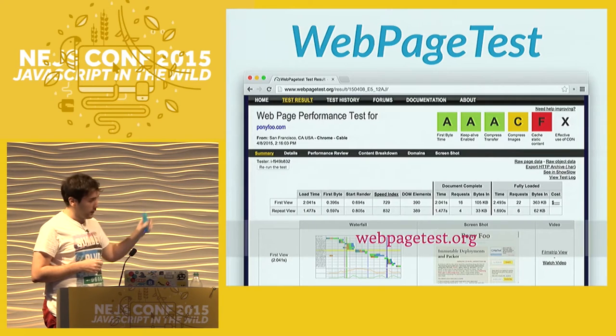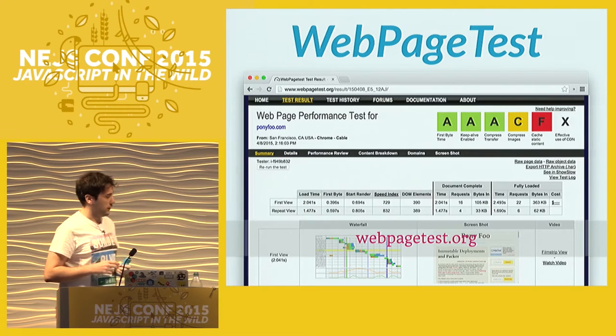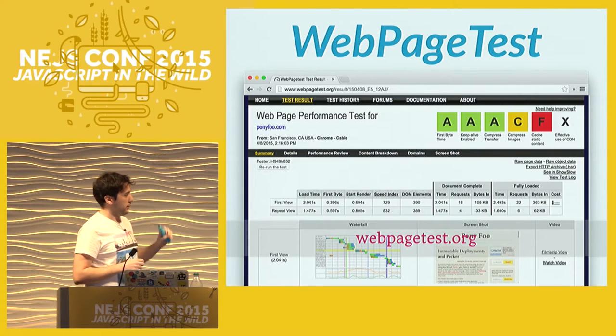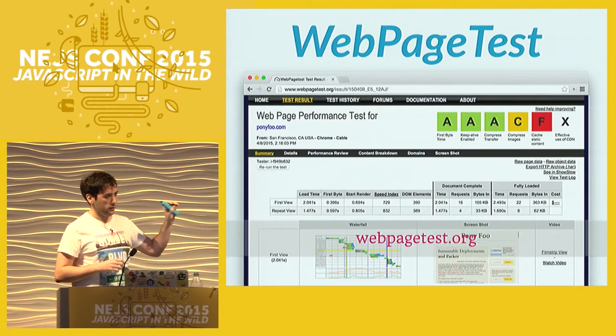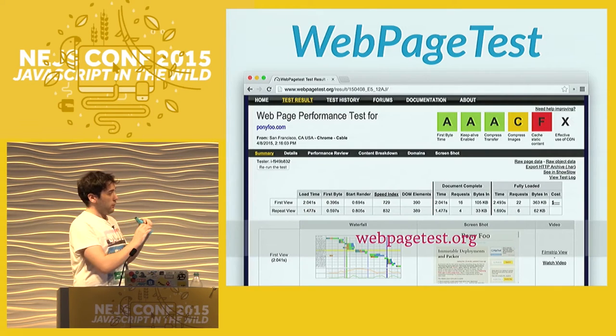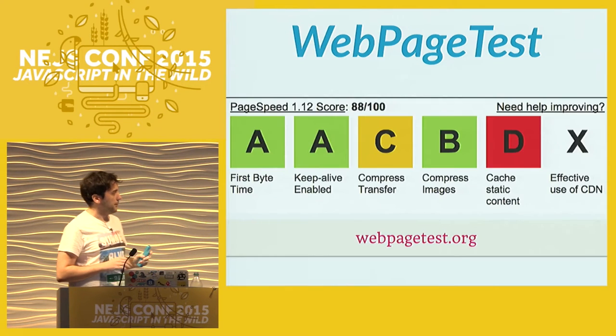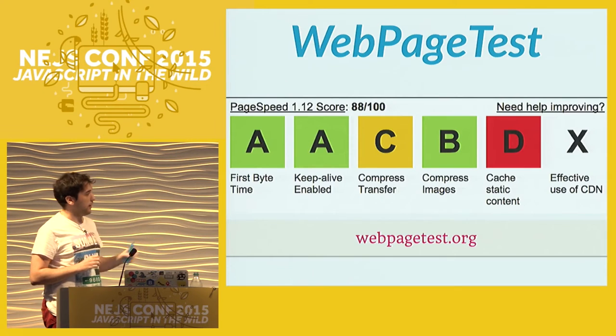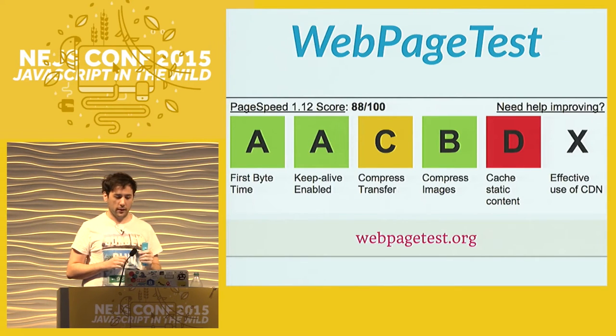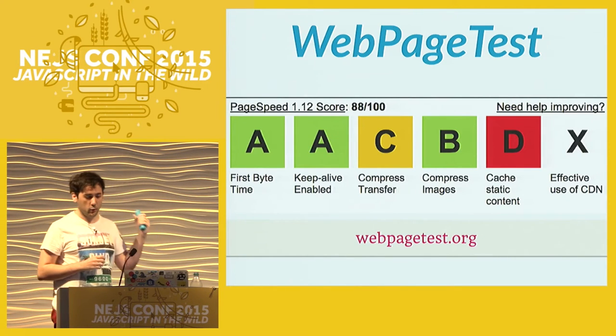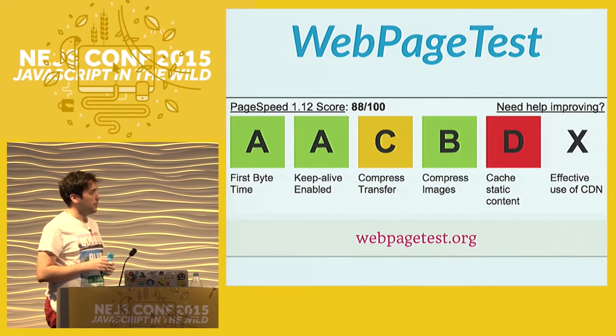And you also get the timeline view, I think it's called, where you can tell the different resources blocking each other. So yeah, you have the grades, and there's also a page speed score that's the same one as the one in page speed insights.